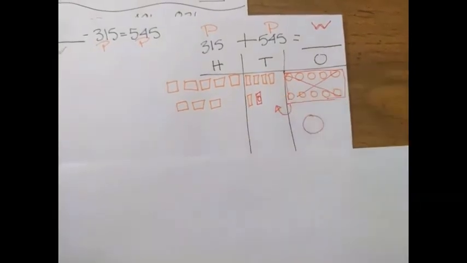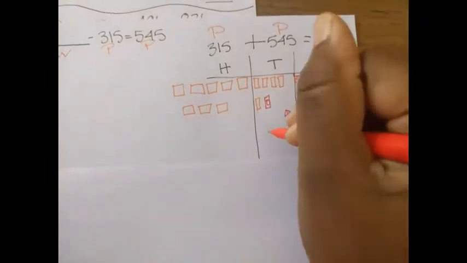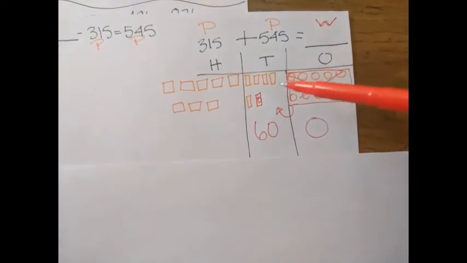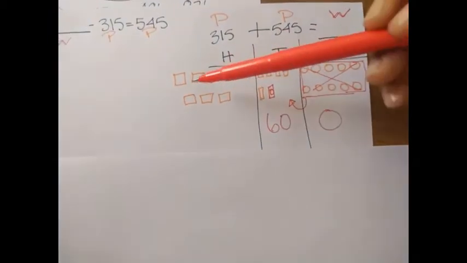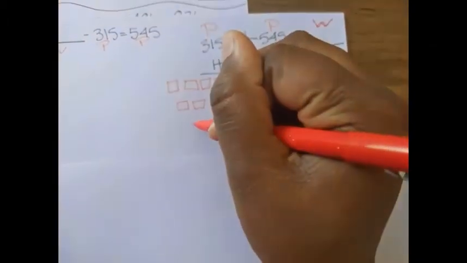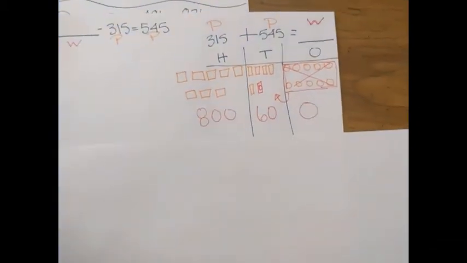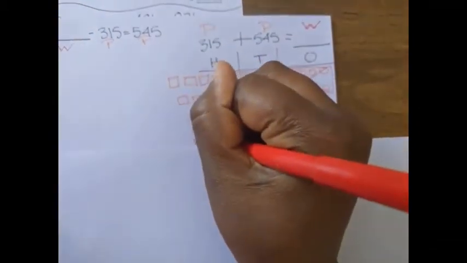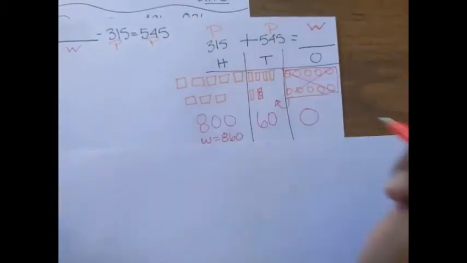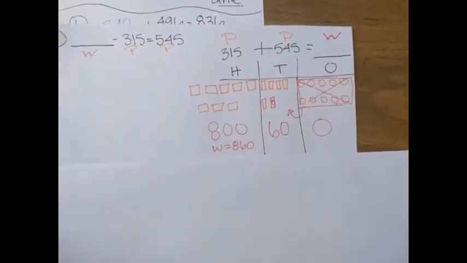And now we're ready to count the tens. We have 1, 2, 3, 4, 5, 6 tens, and we say that number as 60. Very good. Now we're ready to move over to the hundreds. We have 1, 2, 3, 4, 5, 6, 7, 8. We call that number 800. Very good. So now we can say that our whole number equals 860. 0 ones. So that number is 860.